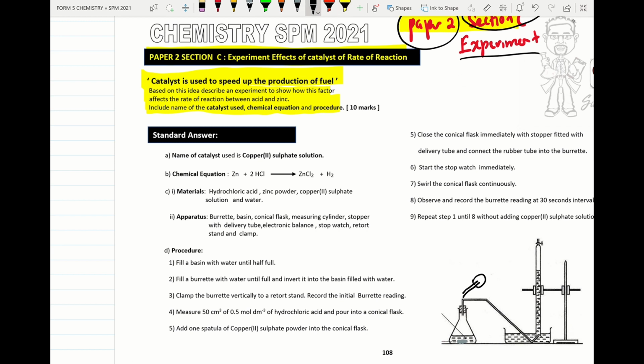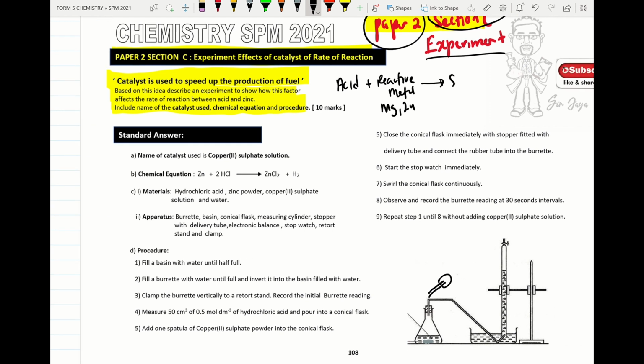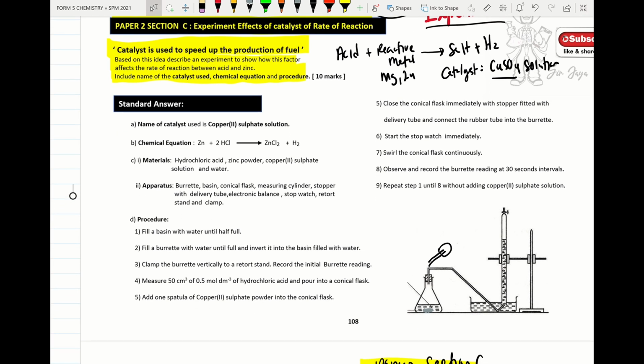All right, please remember, if acid reacts with a reactive metal, what are the reactive metals? Magnesium, zinc. So we can get salt and hydrogen gas. This reaction can be catalyzed by adding a few drops of copper(II) sulfate solution. We need to describe this reaction. How do we describe this experiment?